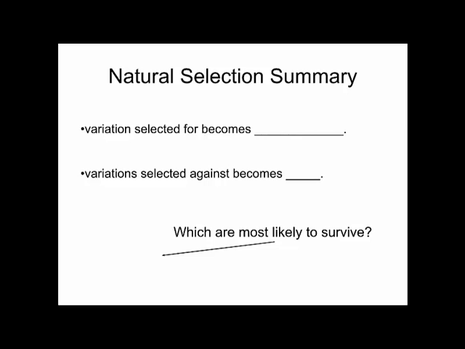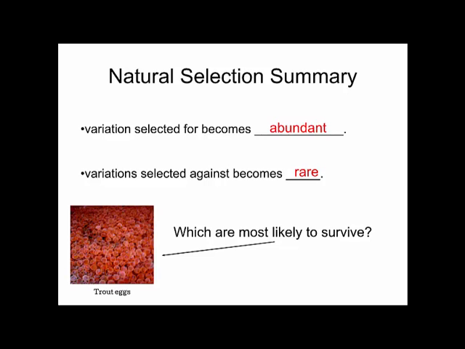So, to summarize natural selection, variations that are selected for because they're helpful become more abundant in the population. Variations selected against become rare. And so that leads to natural selection. So out of this trout that laid hundreds of thousands of eggs, which ones are going to survive? Not the ones that can adapt to the change. Remember, we need to be careful in our phraseology. The ones that are well adapted to the conditions they are in.